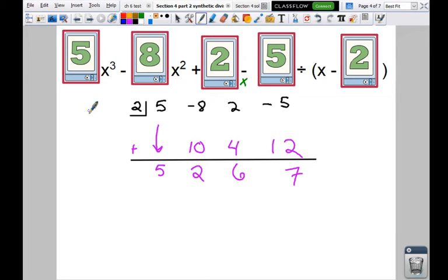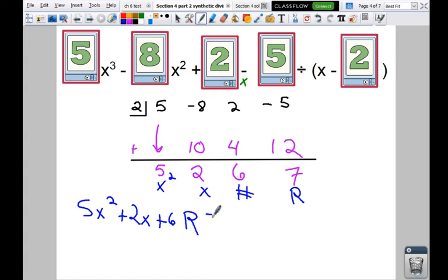So Thomas, what is this right here? Remainder. Devin, what's this next one? What's the 6 right here in my answer? It's just the number. 2 is x, 5 is x squared. I'll finish it off because you guys only answered part. So it's going to equal 5x squared plus 2x plus 6, remainder 7.